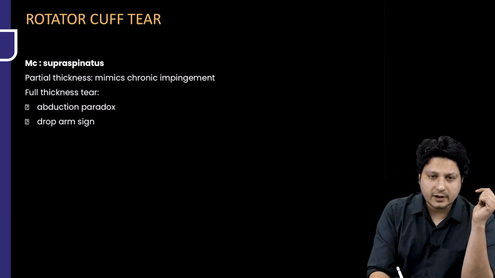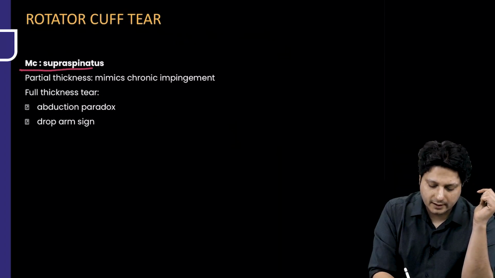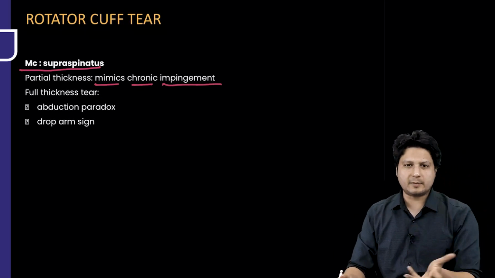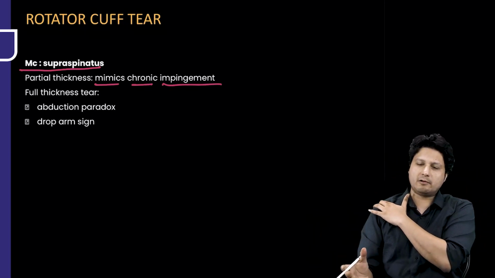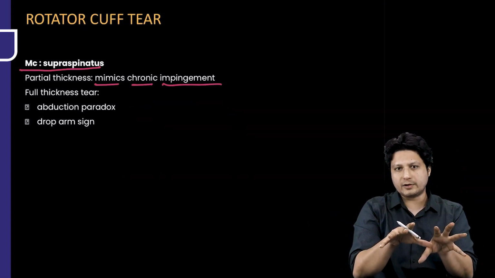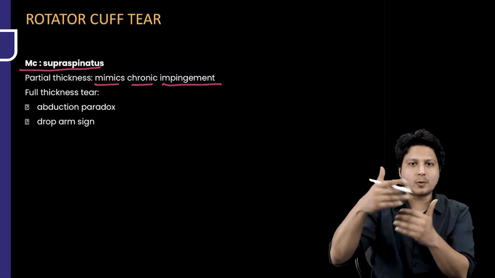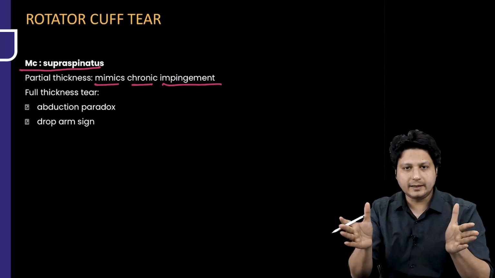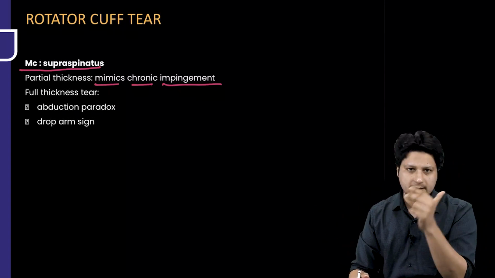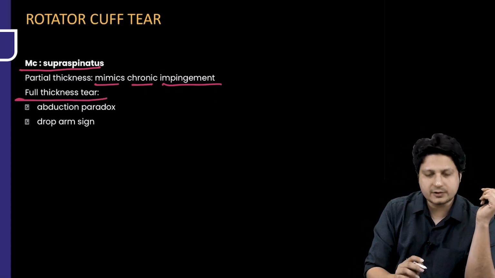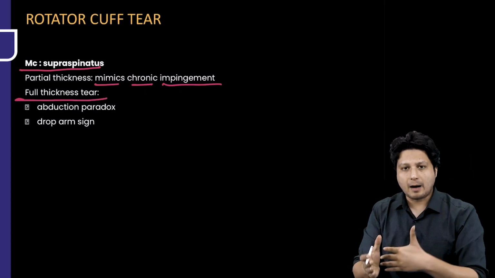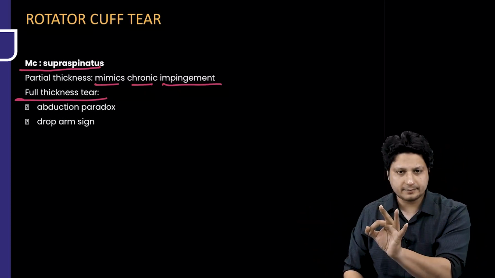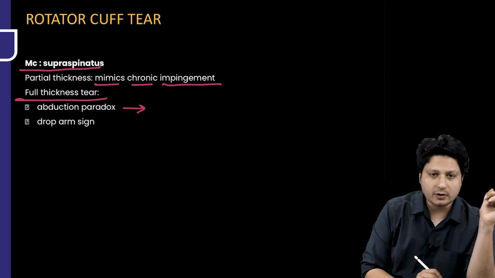Now, rotator cuff tear, as we have already discussed, the most common tear is seen in supraspinatus. Now, partial thickness which will mimic chronic impingement. That means there will be a pain, there will be impingement, there will be a pain in abduction. So, no such clinical feature which is characteristically guiding us towards the final diagnosis of a partial tear. But in case of a complete tear, there are two very important clinical signs. In case of full thickness tear of supraspinatus, there is abduction paradox, one of the signs, and arm drop sign.